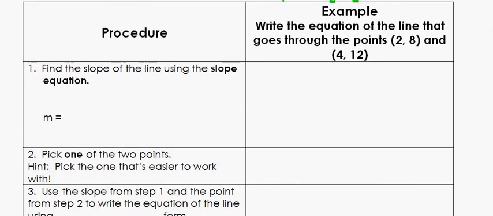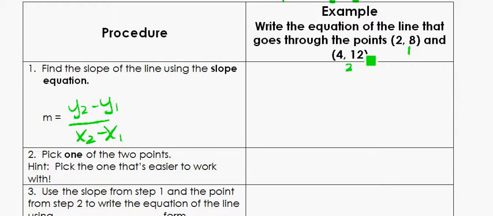Here we have an example where we're going to write the equation of the line that goes through the points 2, 8, and 4, 12. In order to do this, we first need to find the slope. As we recall, the formula for finding the slope is y2 minus y1 over x2 minus x1, where the little subscript of 2 and 1 refer to the 2 different points. We're going to choose 2, 8 as our first point and 4, 12 as our second point.